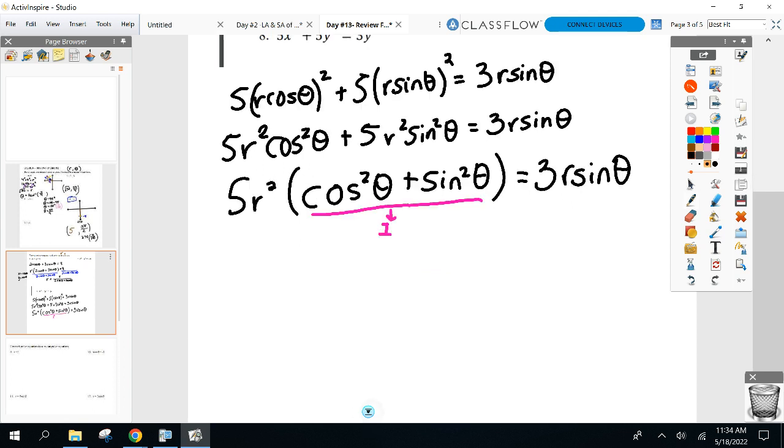Oh, we're not even done yet. Okay, this is equal to 1. So I have 5r squared.